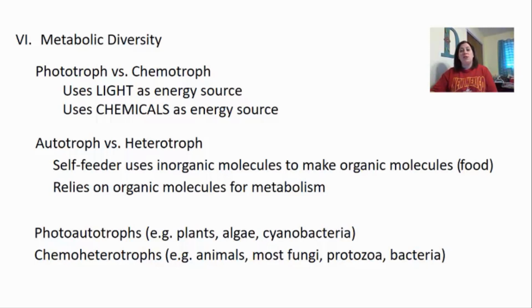Remember that the autotrophs are the self-feeders. They use inorganic molecules to make organic molecules or food. These guys are going to be able to do either photosynthesis or chemosynthesis. On the other hand, heterotrophs are going to rely on organic molecules for metabolism, so they have to actually consume their food. Photoautotrophs are examples like plants, algae, or cyanobacteria, and chemoheterotrophs, meaning that we take chemicals to eat in. These are going to be animals, most fungi, protozoa, and bacteria.